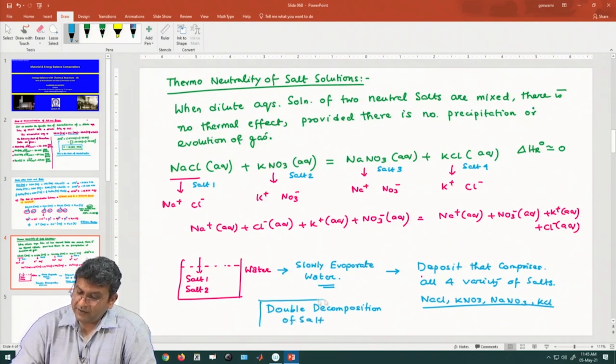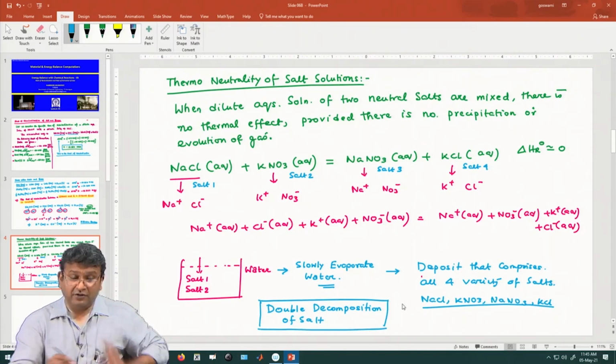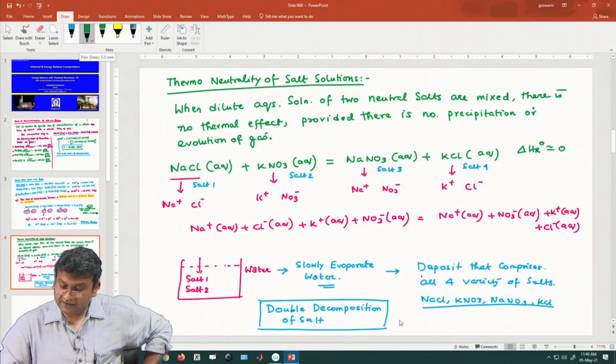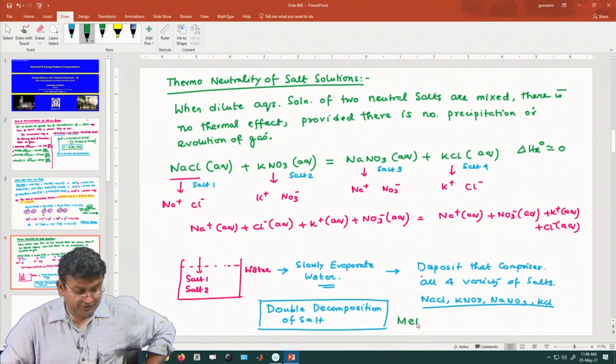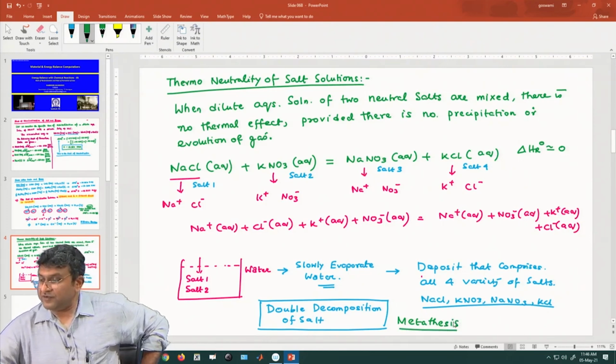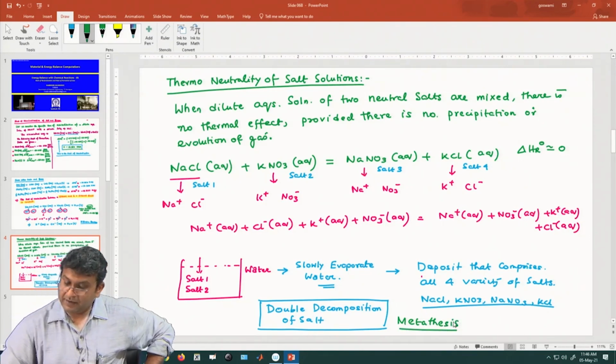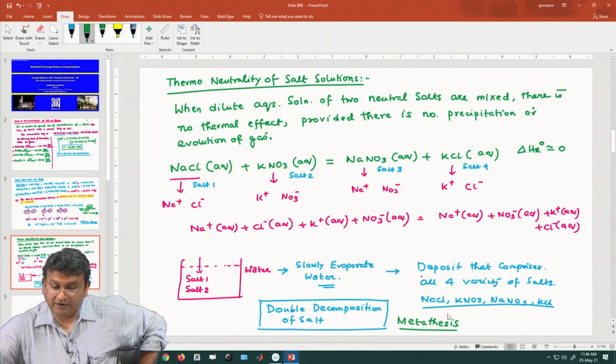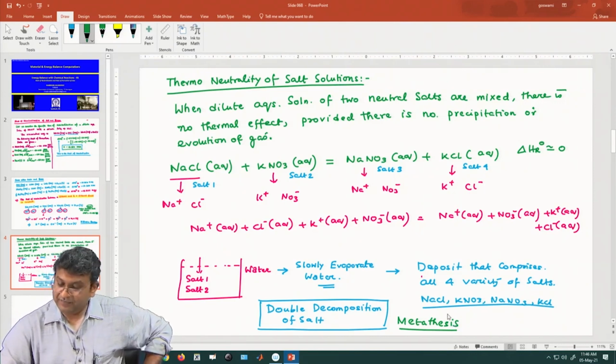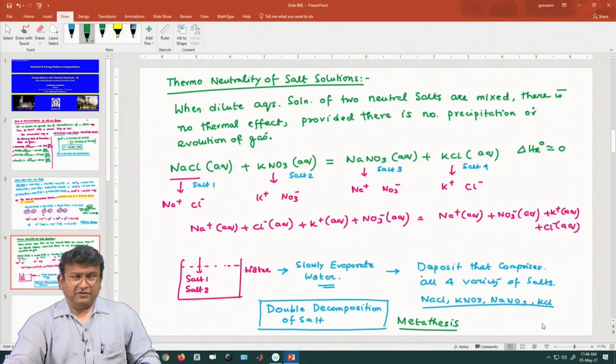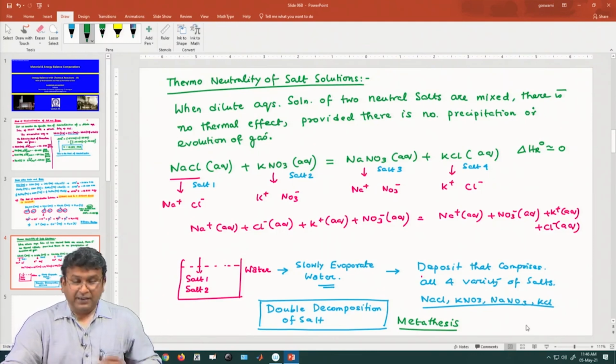Right? This is what is called the double decomposition of salt, or it also has another name which is not that frequently used. It is called metathesis, right. So, this is what it is. This is what is known as the double decomposition of salt or metathesis, and I guess it's obvious and very clear to all of you.